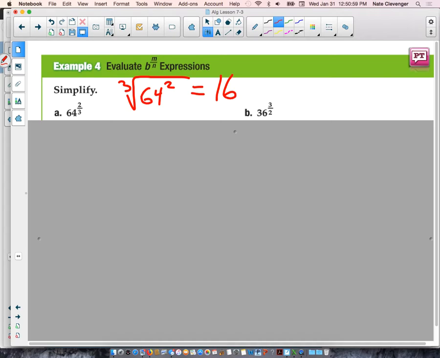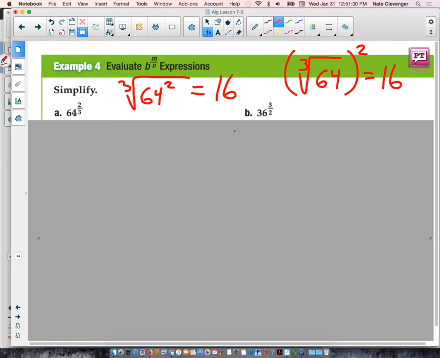The other way that the book shows is this. You take the cube root of 64 first, and then square that whole thing. The cube root of 64 is 4, then squaring it is 16. The value in this one is you don't get as big of numbers and have to work back from.